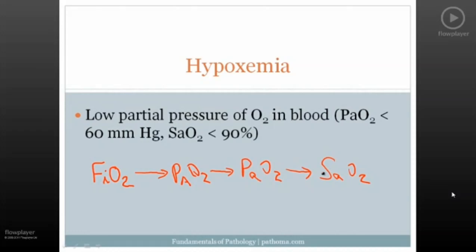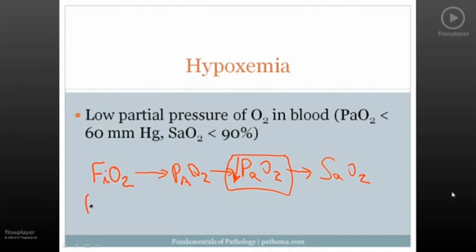Now, hypoxemia, again, as I've already told you, refers to a low PaO2. So really, this number would be low. But you can see that what actually feeds the PaO2 is the FiO2 and the PAO2. So any change in the early phases of this sequence would also decrease the PaO2. So let's just take some common examples.